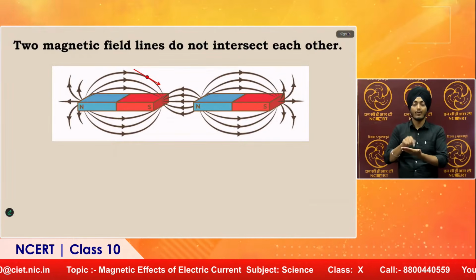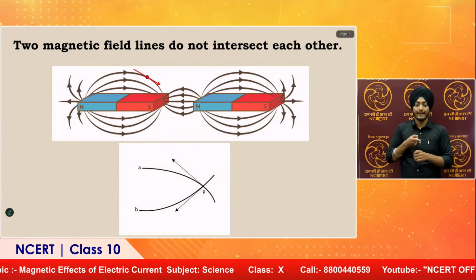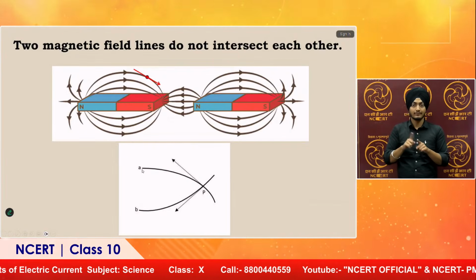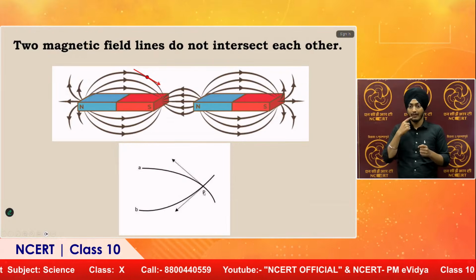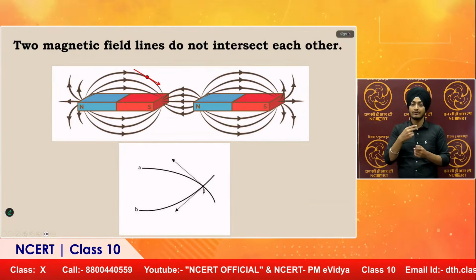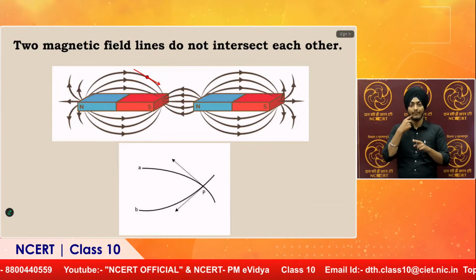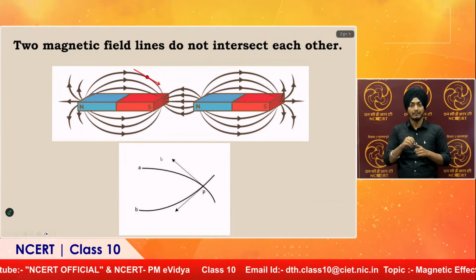Now, I am coming to your question. There are two lines. If they intersect, that means if I take two curved magnetic field lines A and B, and they intersect at the point P, we can draw the tangent at the point P to get the direction of the magnetic field. If I draw the tangent for curve A at P, it goes up.